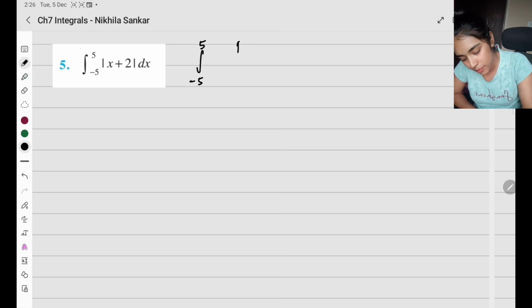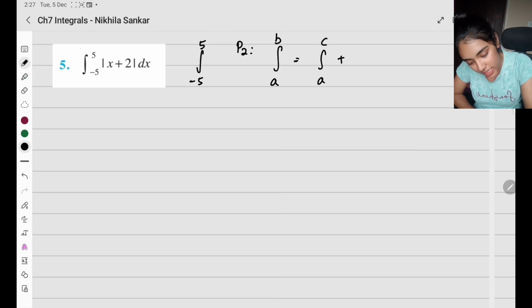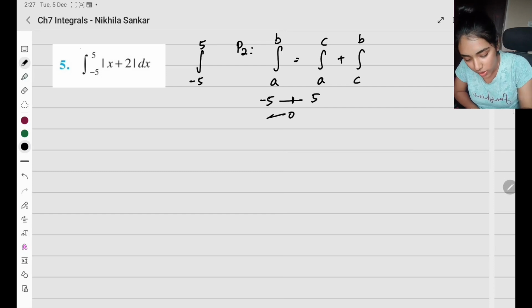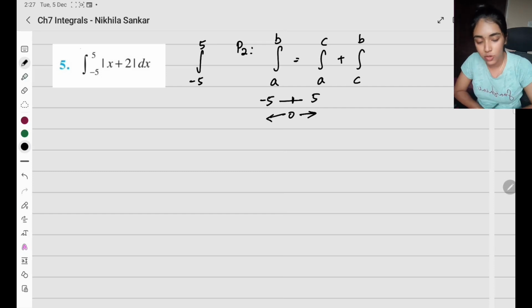I have property number 2 which says that my integral from a to b can be split into a to c plus c to b. So now, since it travels from minus 5 to 5, I can maybe take a number which is 0 in between, where to the left of 0 it is all going to be negative and to the right of 0 it is all going to be positive. So this is one option.